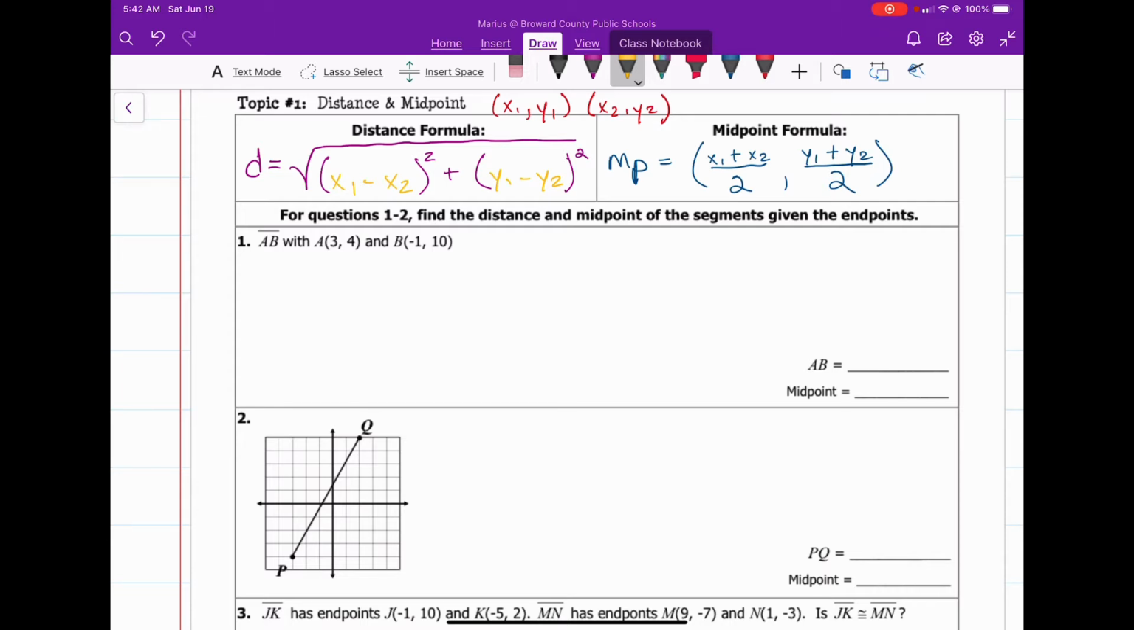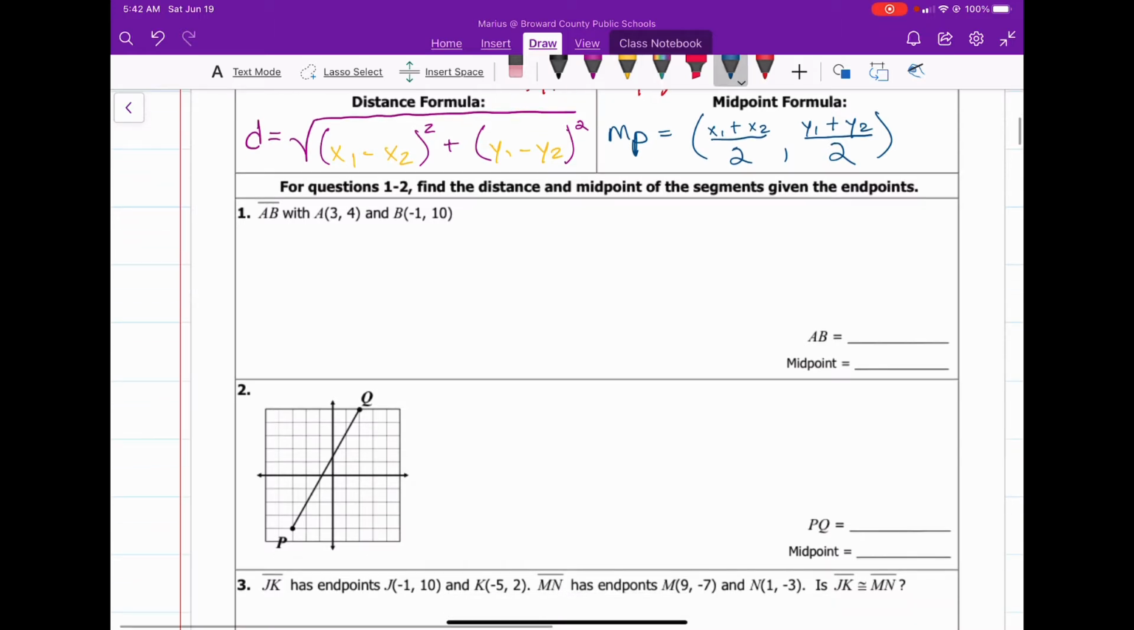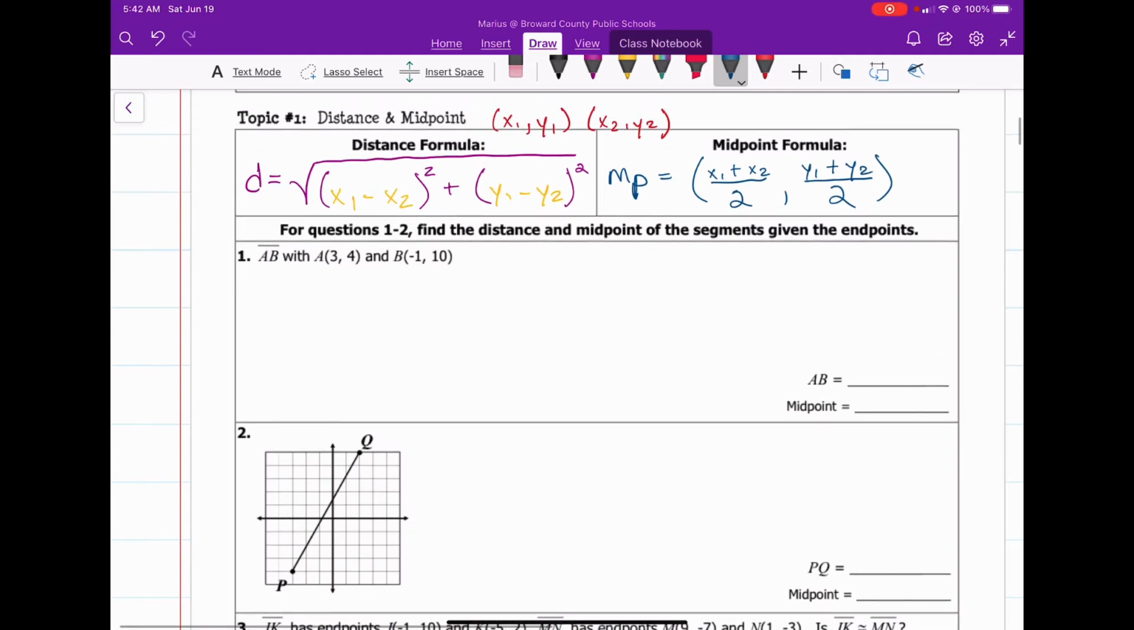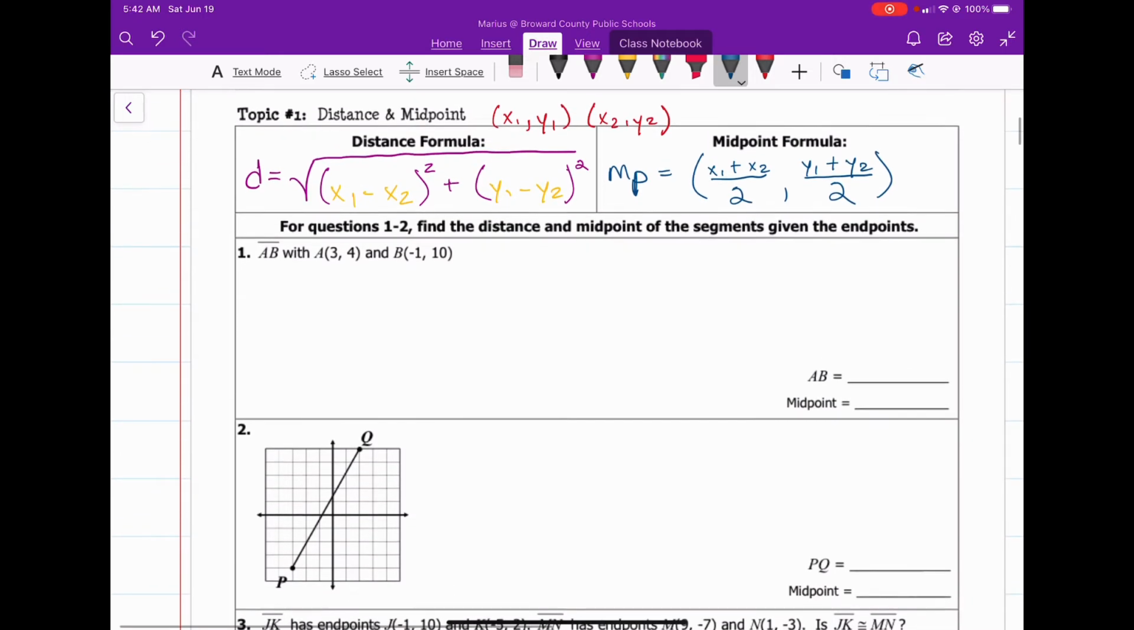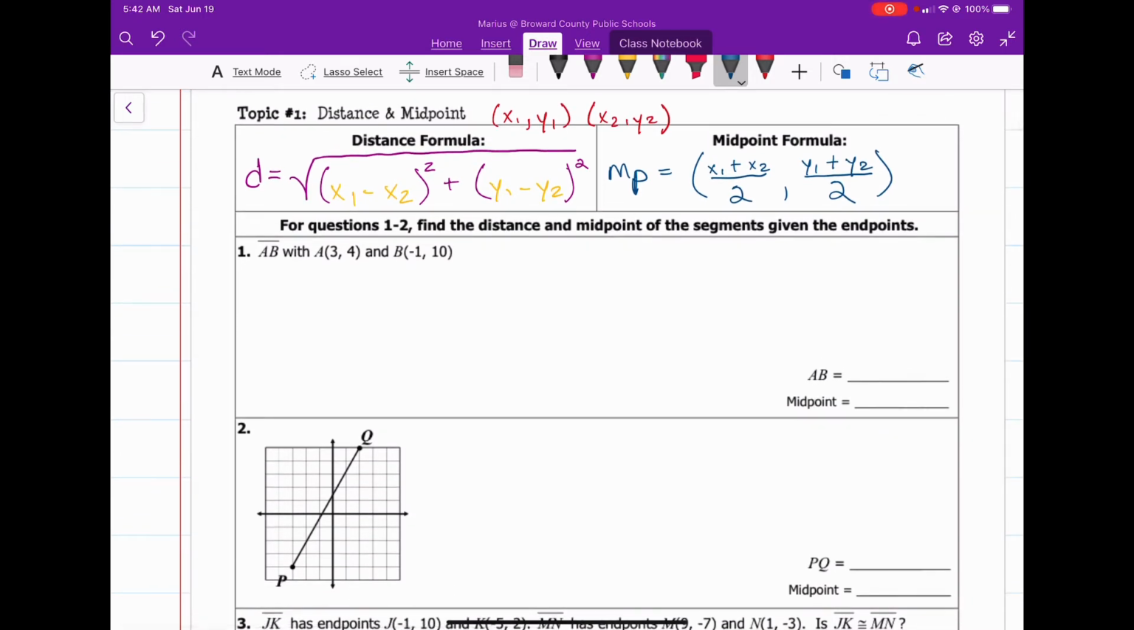For numbers 1 and 2, they want us to find the midpoint and the distance. So we're going to do the distance first, using the distance formula. Now, in geometry, whenever you get ready to take a test, most times they don't give you the distance formula. That's something they expect you to memorize.